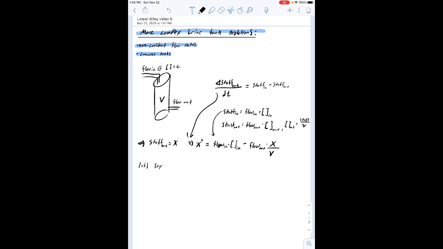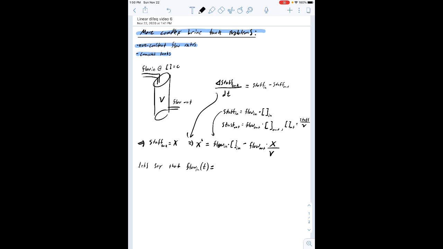Okay, so now what we say is, let's say that flow in is a function of time. So flow in is a function of time. And what's a reasonable flow in as a function of time? Well, it could be constant, so that would still technically be a function of time, but not really that. We already went over it. So now what's another one?